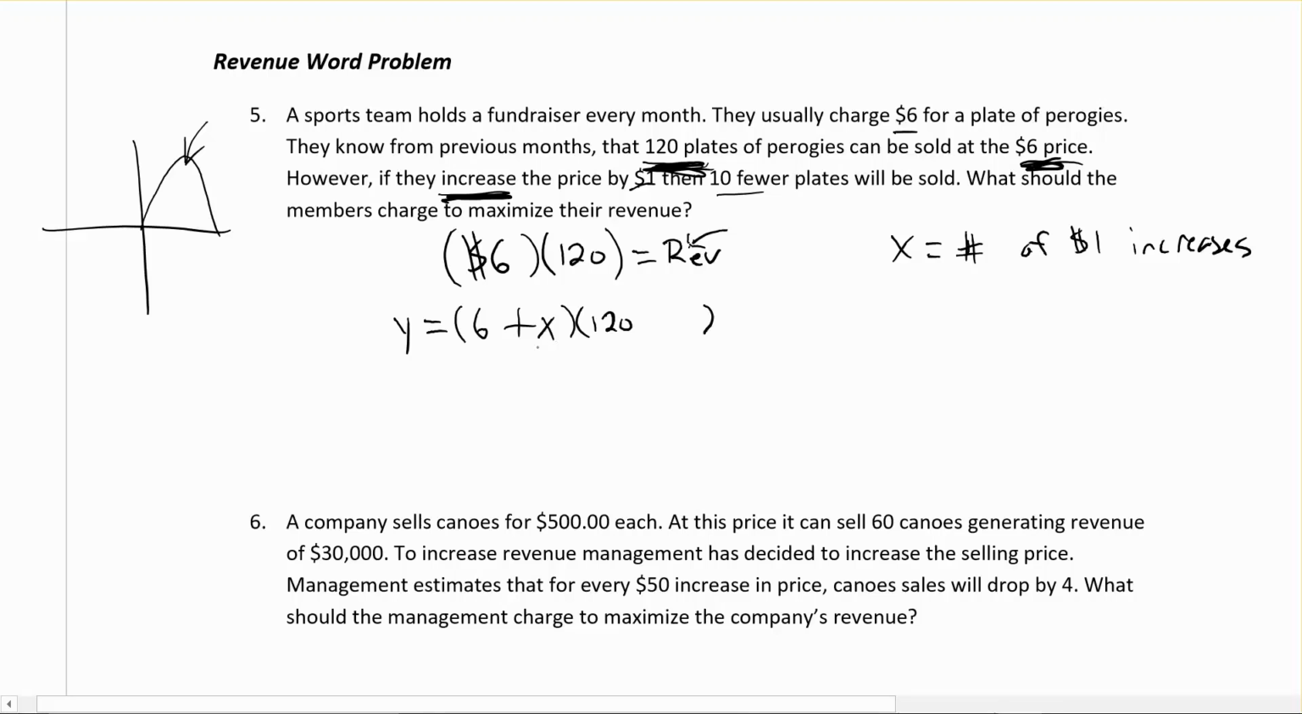And then it says every time we increase, like 1 or 2 or 3 or whatever it was, 10 fewer plates will be sold. Fewer is the same thing as subtracting, right? So it's going to be 120 minus 10, and then however many times we did it, the same x as this time. So with $1, $2, $3 increases, it's going to go down by 10 times whatever increase that was. So there is our general formula. That's definitely probably the hardest part, but that's the general way you set it up.